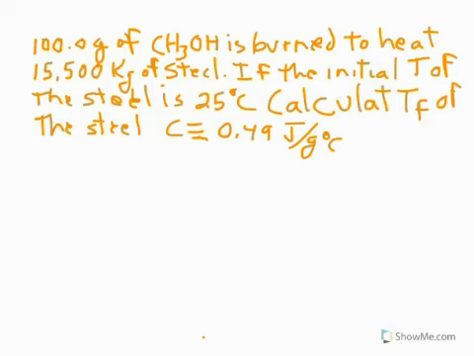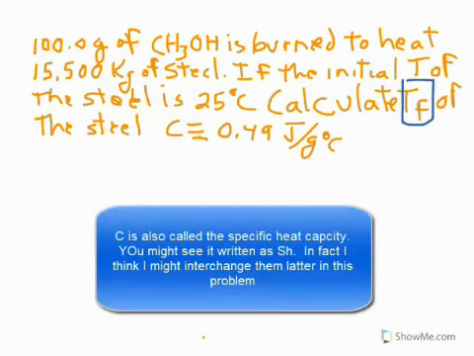If the initial temperature of the steel is 25 degrees Celsius, calculate the final temperature, that's TF here, of the steel. C, and I should have spelled this out, C for the steel is 0.49 joules per gram degrees Celsius. So that is typically given to you.